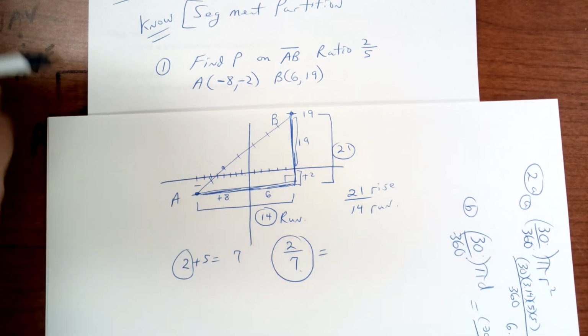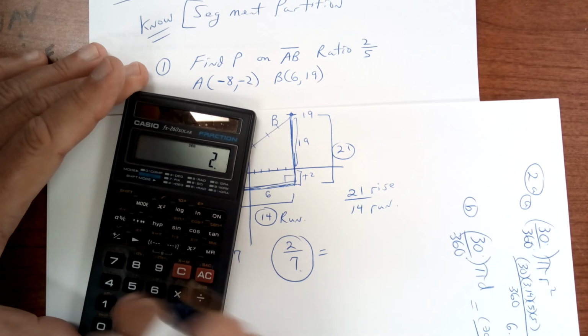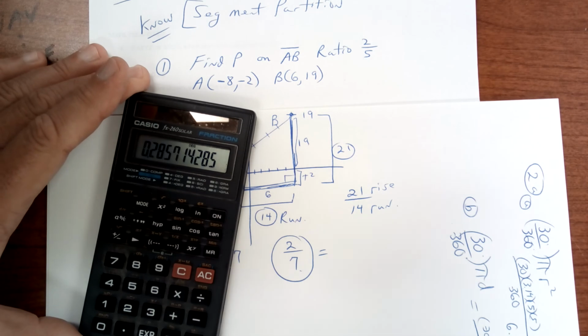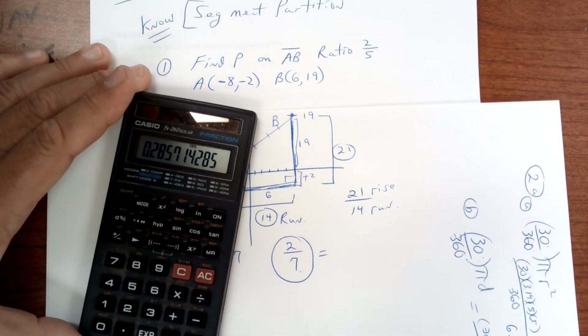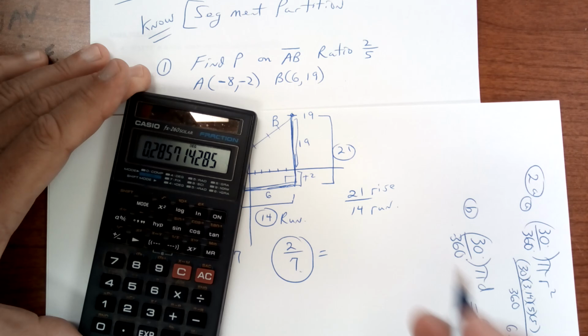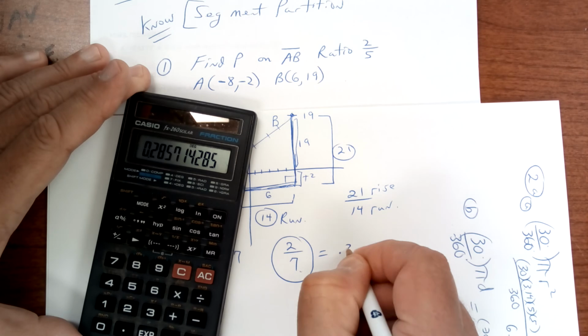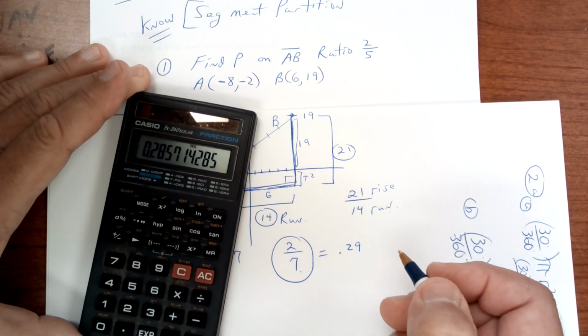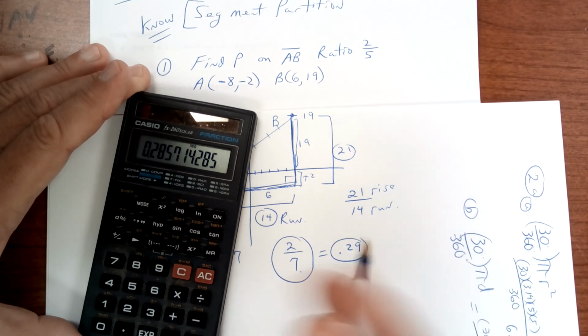So take your ratio, and you want to study this one. So you're going to get 0.285. We're going to make it 0.29, okay? So just make it 0.29. We're going to round it off to 2 places there, okay?